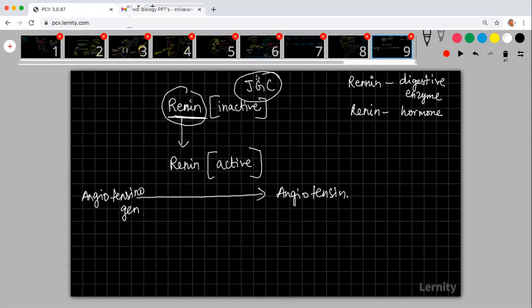You have this inactive juxtaglomerular cells, which are going to produce renin. This renin is normally inactive. It can be activated. If it is active, the blood will have a substance called angiotensinogen. This is an inactive form.